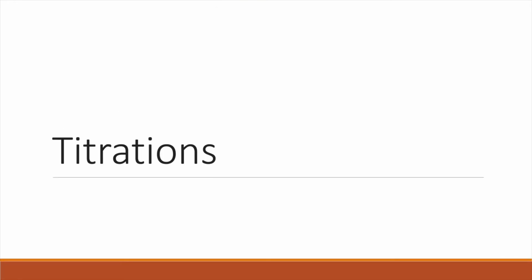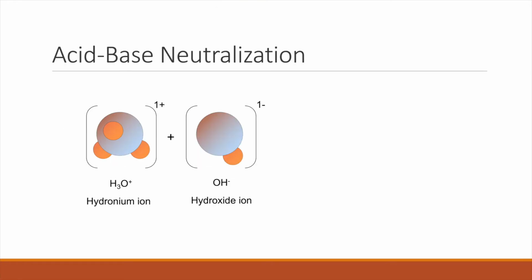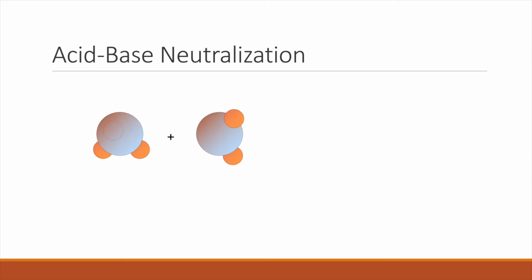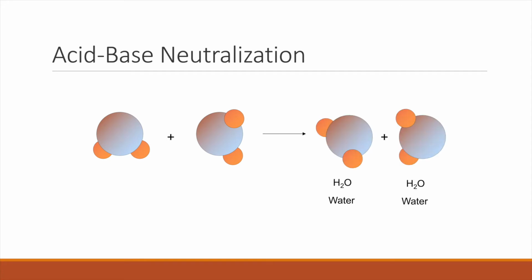So, titrations. Titrations are based on acid-base neutralization. So in a neutralization reaction, the idea is we have hydronium from an acid and hydroxide from a base. That hydronium is going to give up one of its protons to the hydroxide. That's going to leave us with two water molecules, which we know water is neutral.